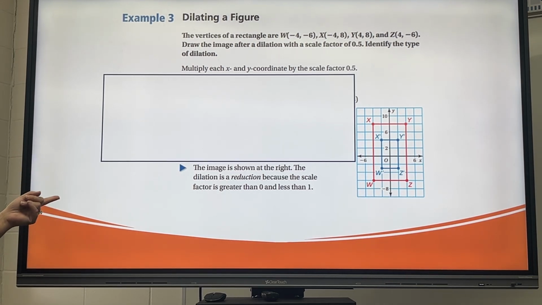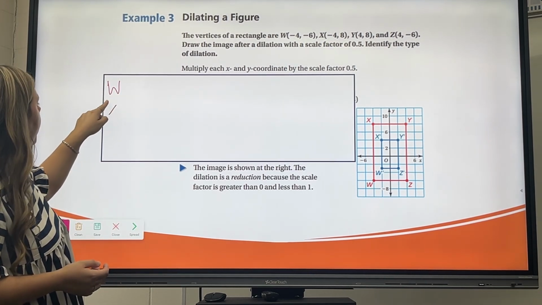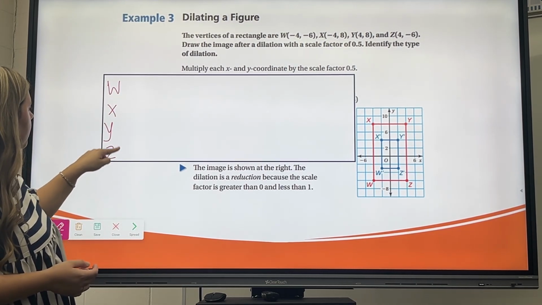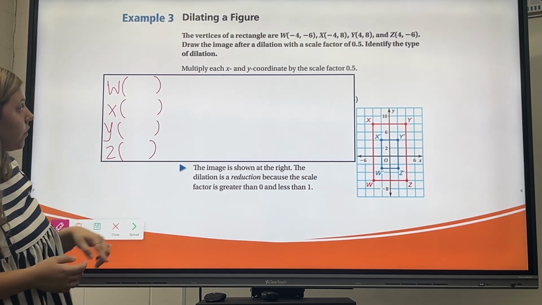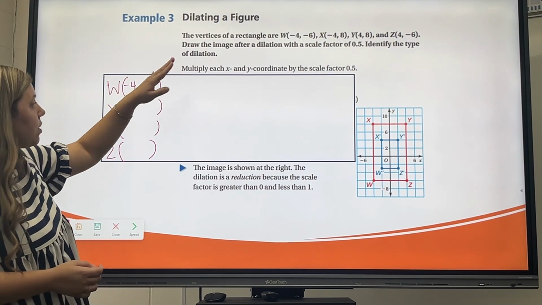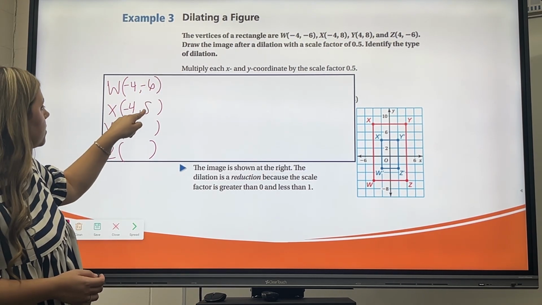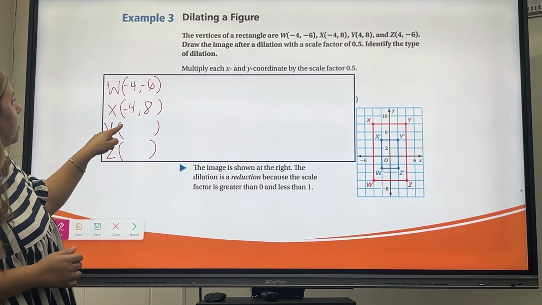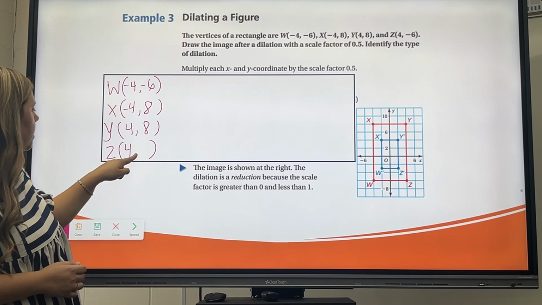So let's start with the original points. We've got W, X, Y, and Z in our original points. The first one is -4, -6. So we're just copying these straight down from the question. Then we've got -4, 8. Then we have 4, 8, and 4, -6.